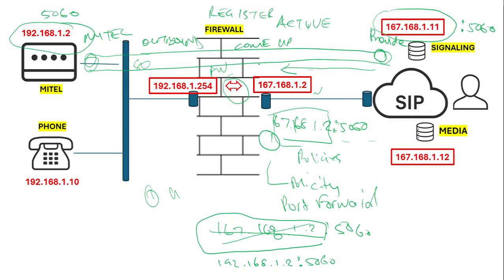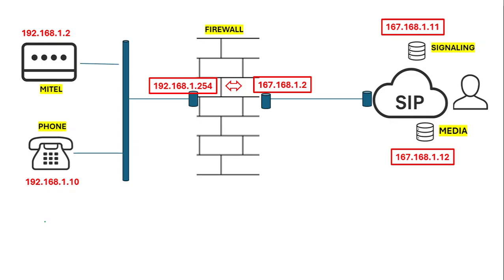And then it should be able to tell the firewall to remove this IP address, the private IP address of the Mitel controller, and replace it with your IP address for the external interface, which is 168.168.1.2, and keep the port as 5060 for the source and send it to the provider. So if the firewall doesn't allow that, it's going to fail.